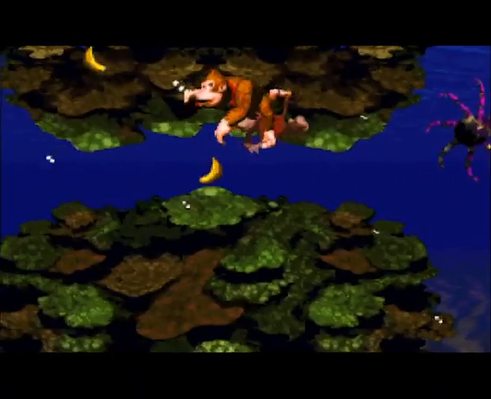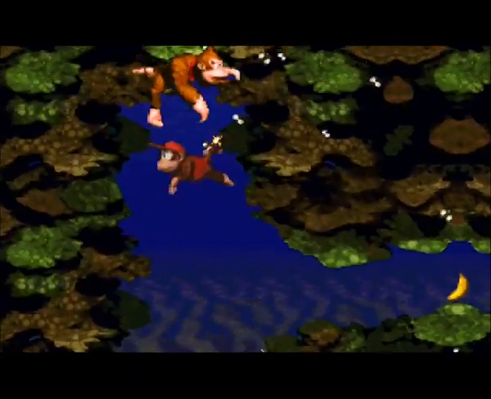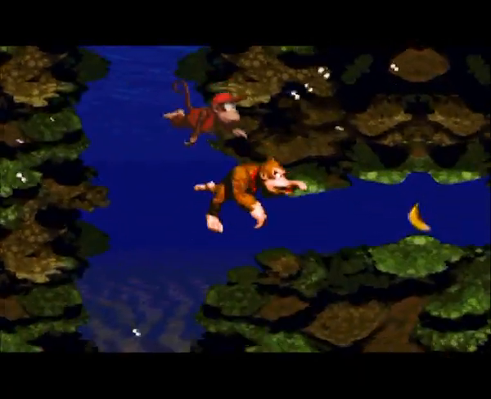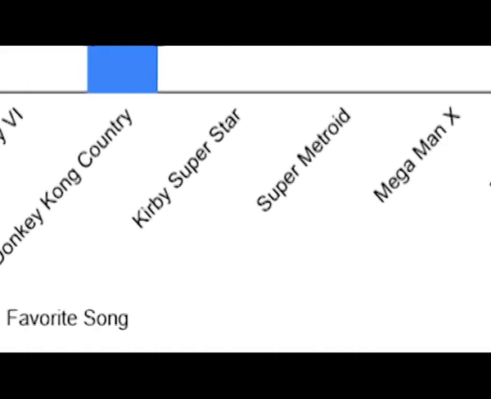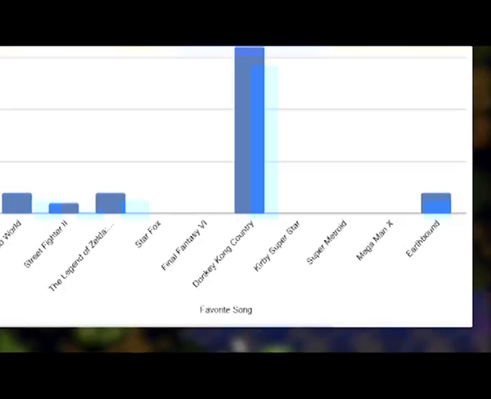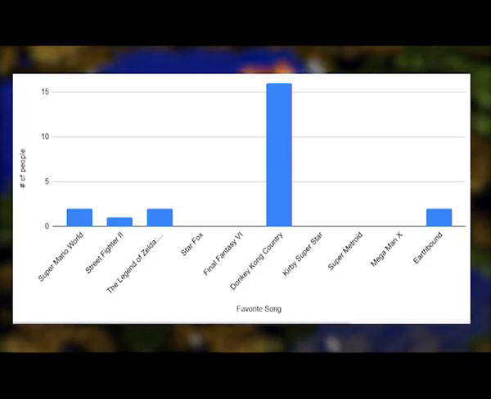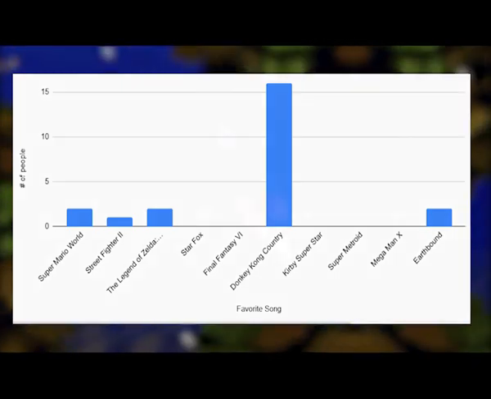The Donkey Kong Country soundtrack is widely considered the greatest video game soundtrack on the Super Nintendo, and for good reason. When I conducted a small survey featuring 10 popular Super Nintendo songs, 23 people answered. Out of them, 16 thought that this song, Aquatic Ambience from Donkey Kong Country, was the best.